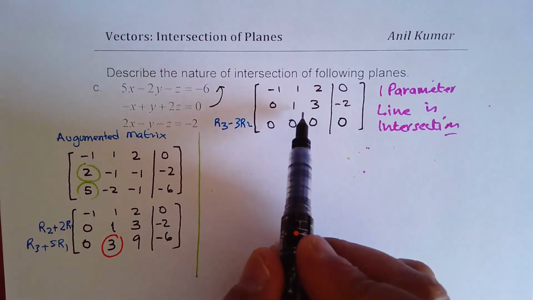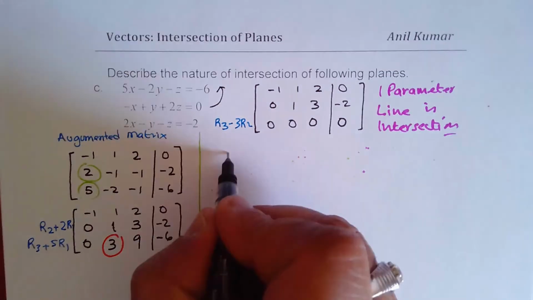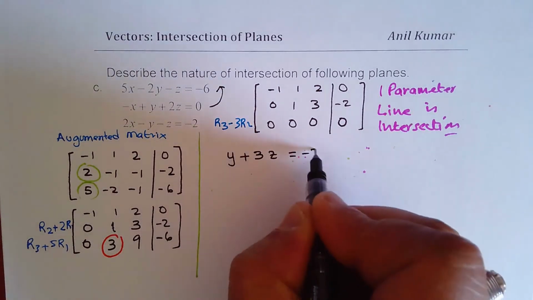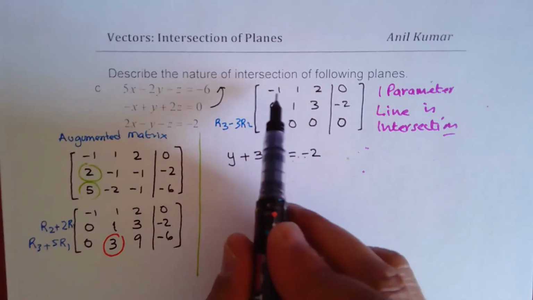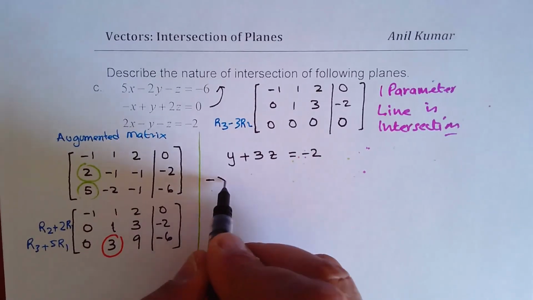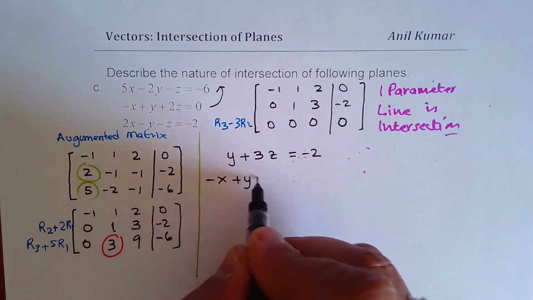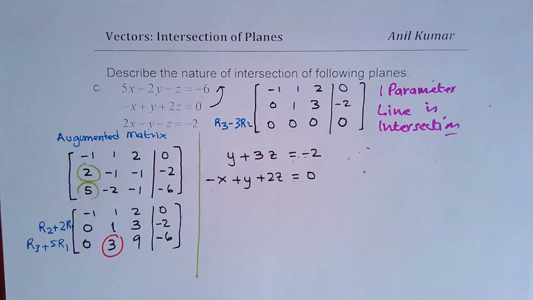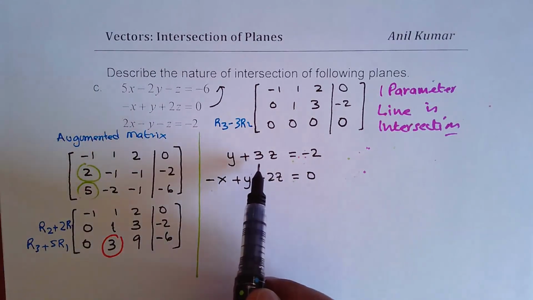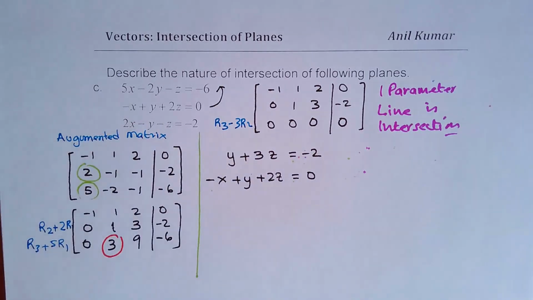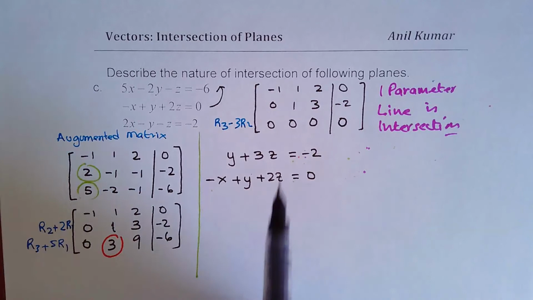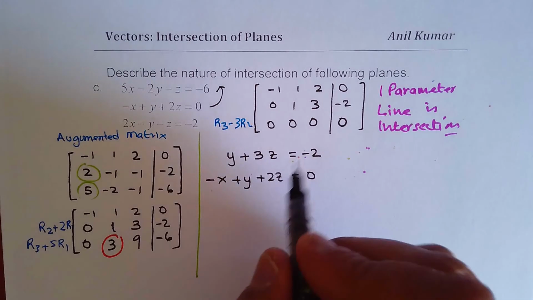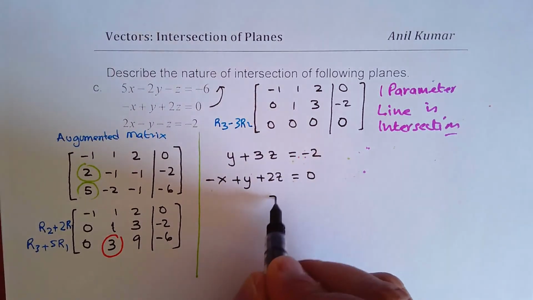Now, from the other two equations, we can actually write down the equations and get the solution. So 1, 3, minus 2, we could say y plus 3z equals minus 2. First equation, we could write this as minus x plus y plus 2z equals 0. We need to avoid any fractions, right? So what we will do here is that we will assume z as the parameter t, right?